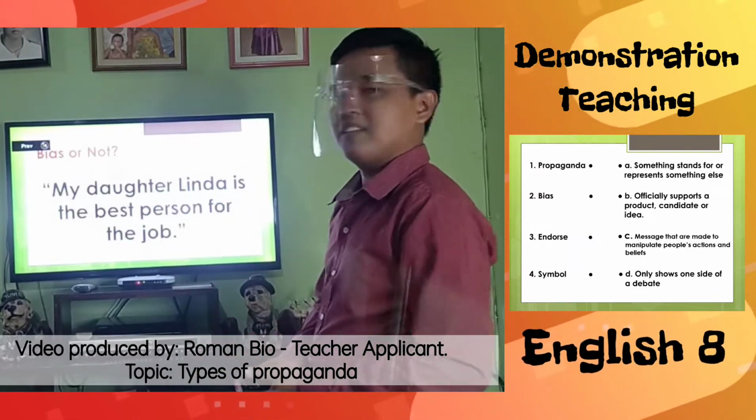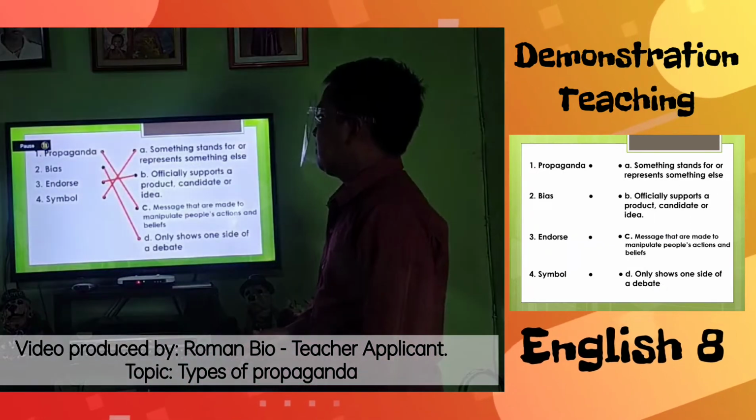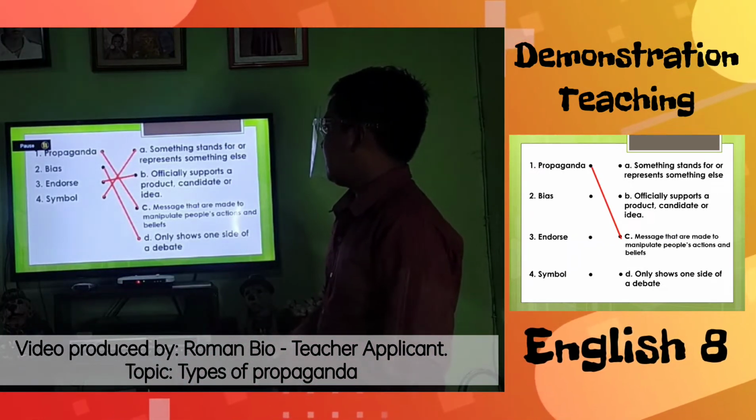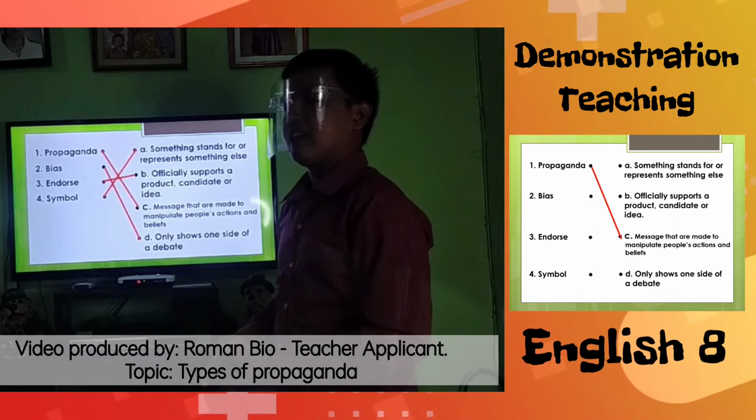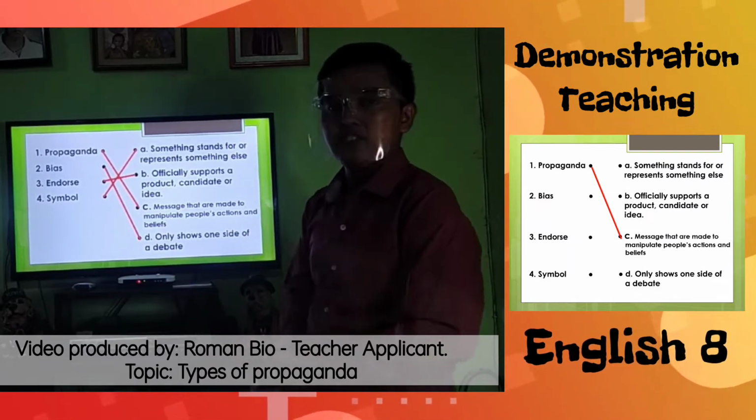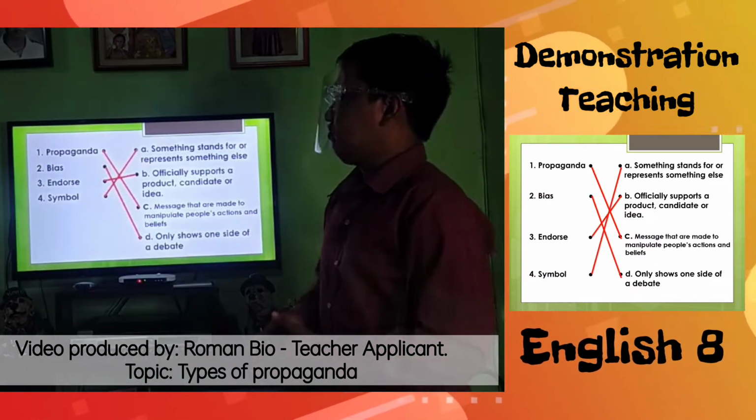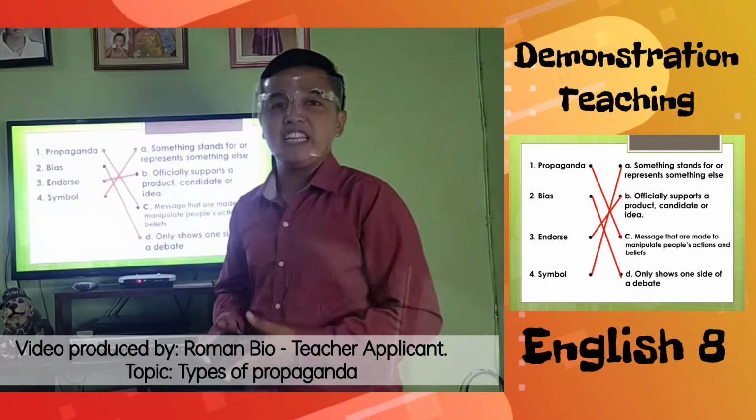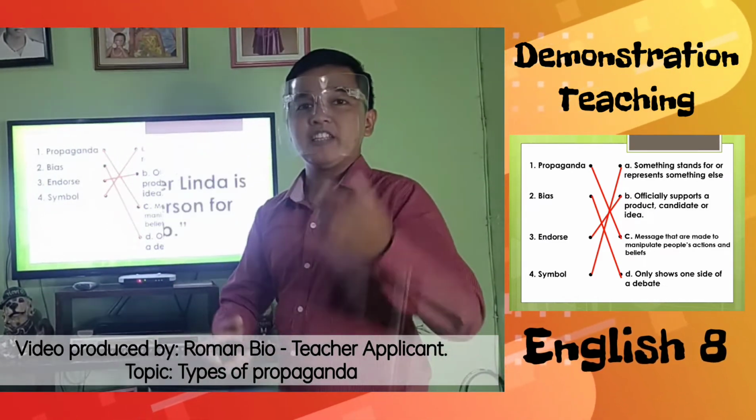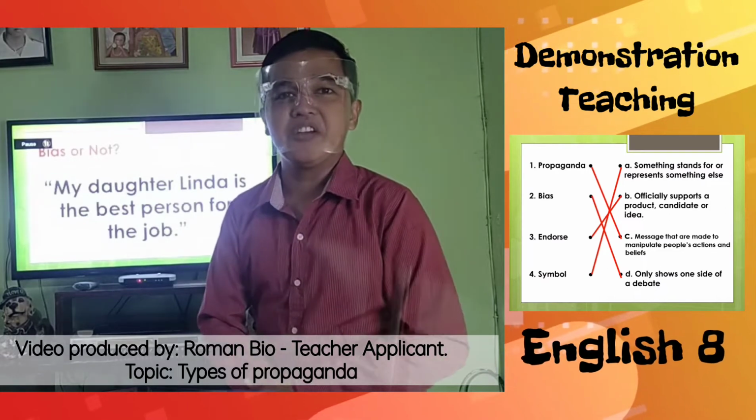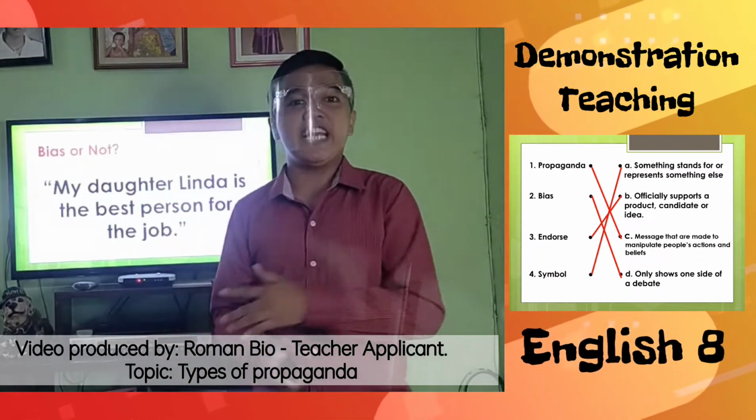Very good. So these are the answers. For propaganda, it is a message that is made to manipulate people's actions and beliefs. And last, for symbol, it is something that stands for or represents something else. Okay, so all of you got the perfect score? Very good. So today, we are going to have another interactive learning activity.